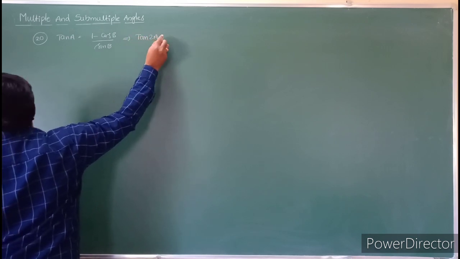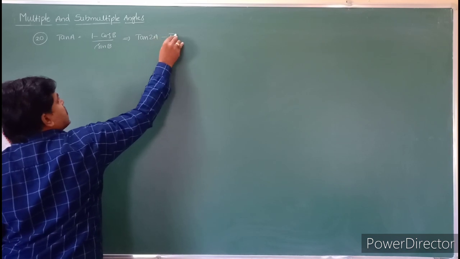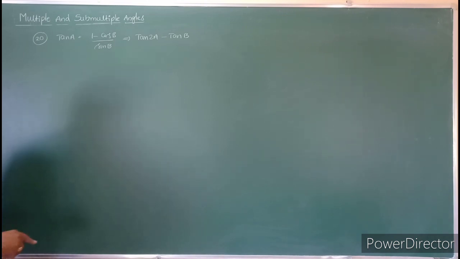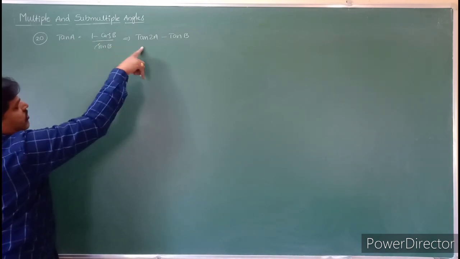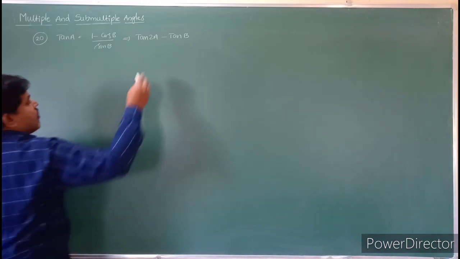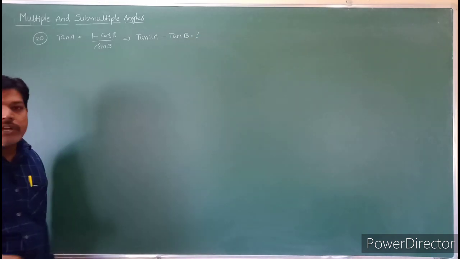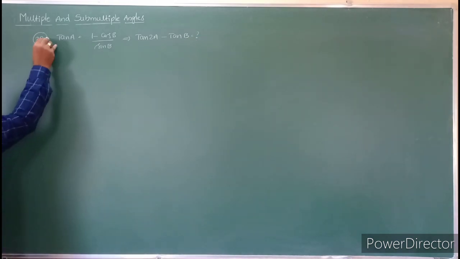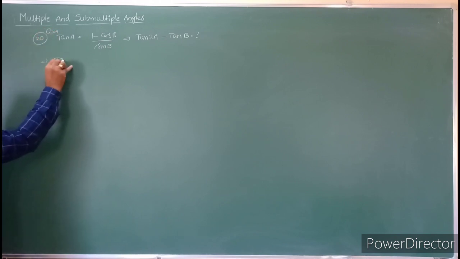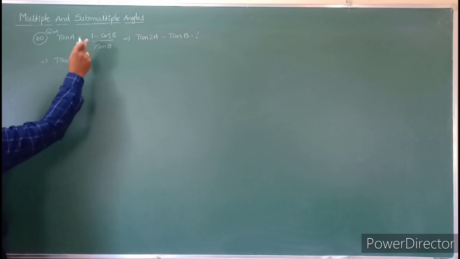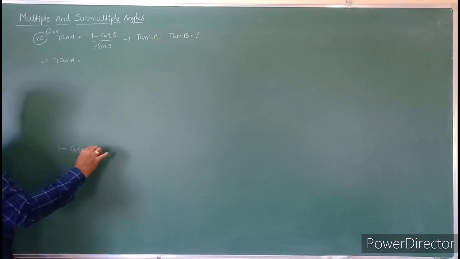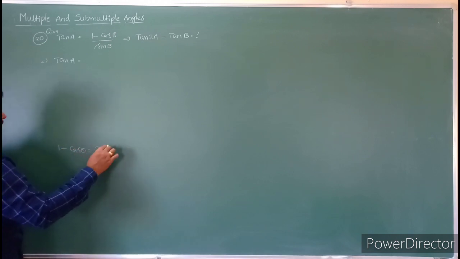Given tan A is equal to 1 minus cos B by sin B, they are asking for the value of tan 2A minus tan B. Okay, so this is the question they are asking. So see that question, students, how to solve this one. First we will start with the condition that is given. So this condition implies tan A is equal to 1 minus cos theta by sin theta. The 1 minus cos 2 theta formula, 1 minus cos theta formula, is the half angle formula, students.